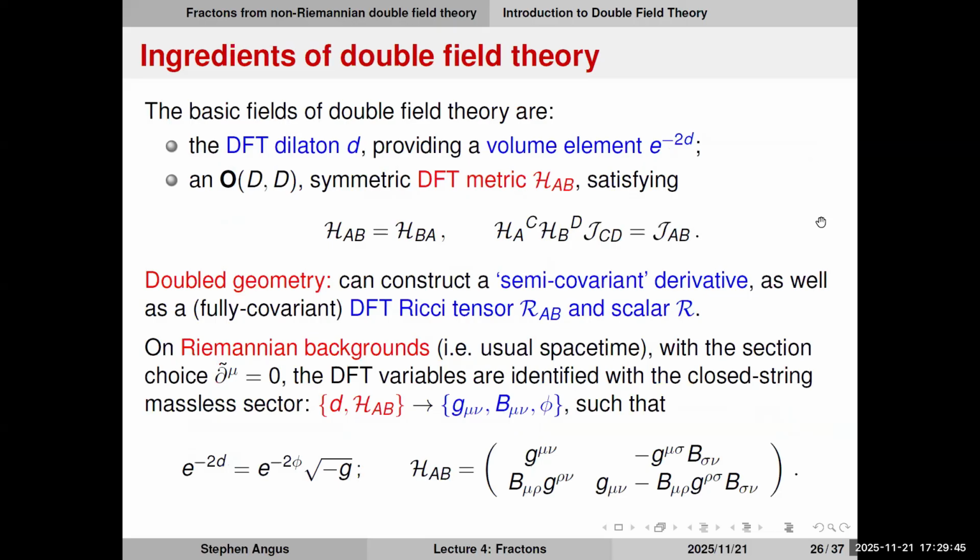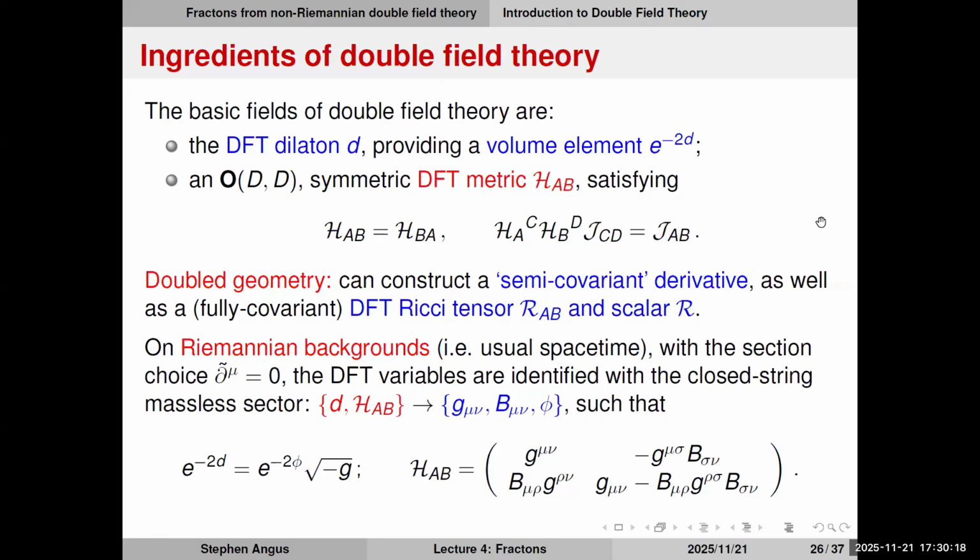And then there's also an O(D,D) and symmetric DFT metric H_AB. And from this, we can construct a so-called semi-covariant derivative, as well as fully covariant geometric objects like the Ricci tensor and Ricci scalar, and double field theory versions of those. But the point of all this is that on what we call Riemannian backgrounds, by which we just mean usual spacetime, from this we want to recover usual spacetime.